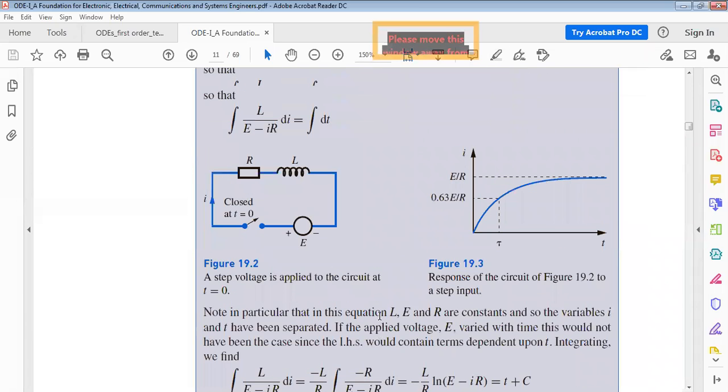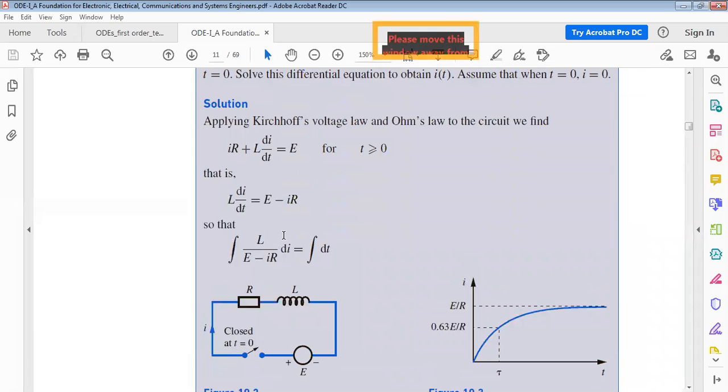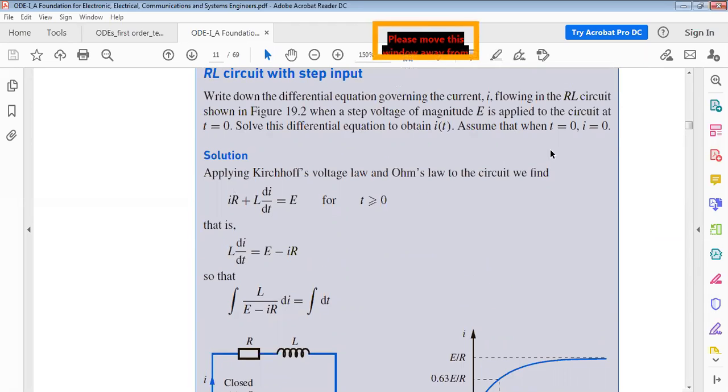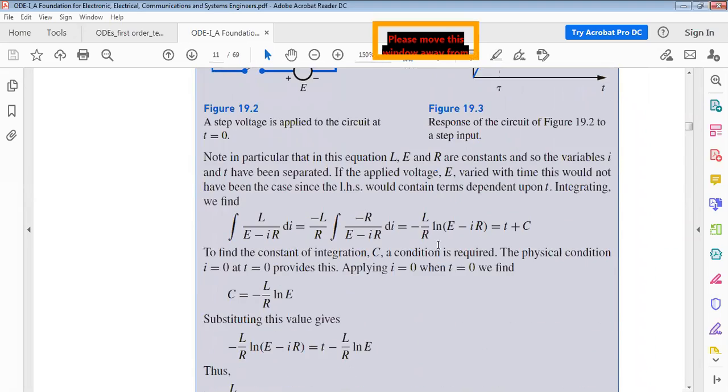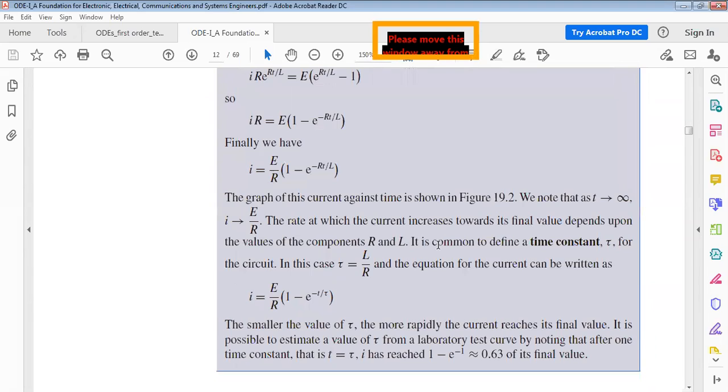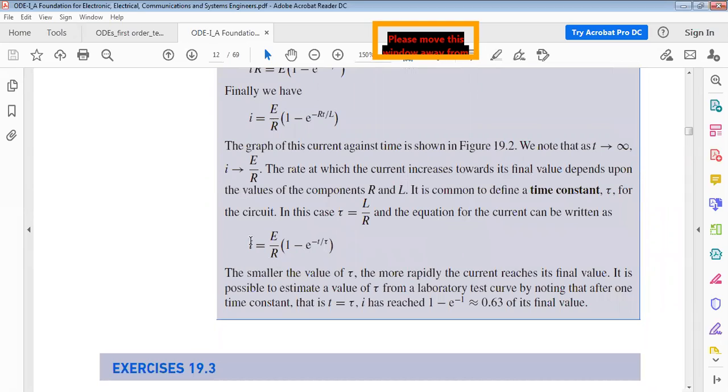For this circuit, we made a differential equation and solved it for I using the initial condition t equals 0 and I equals 0. So this is the required solution for different values of t. We have used another component here, tau, a time constant. It is common to define a time constant tau for the circuit. Tau equals L by R.